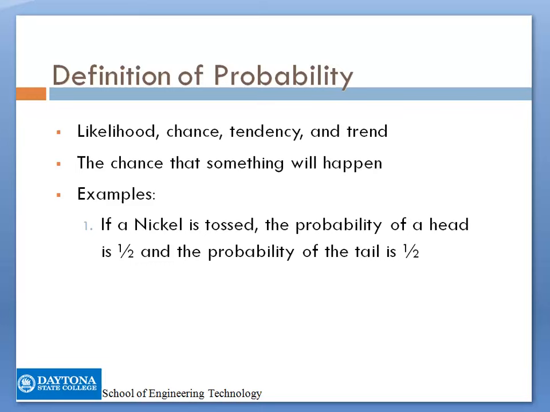Or if a nickel is tossed, the probability of a head is 1/2, and the probability of the tail is 1/2. So probability is related to the outcome. For instance, in that nickel, you always have two possible outcomes. You either have the head or the tail when you toss it, right? So the probability is associated with the outcome that you are expecting.